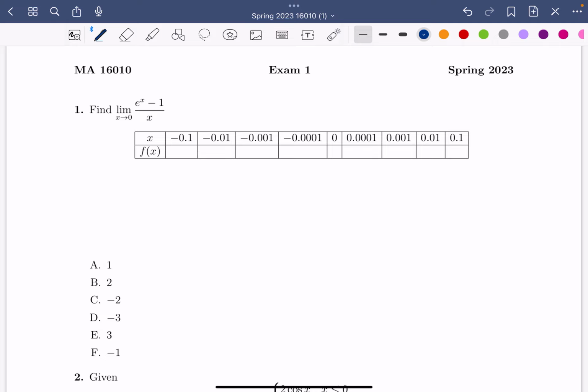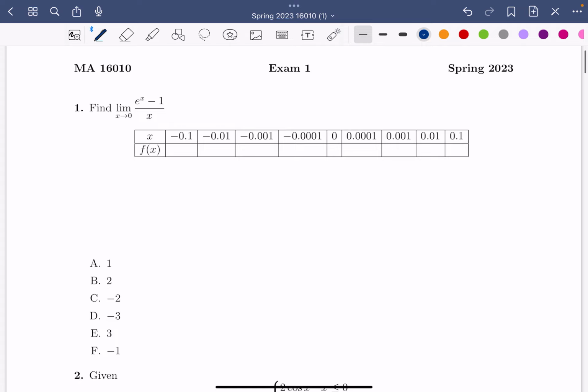Let's begin. The first question is: find the limit as x approaches 0 of (e^x - 1)/x. Given this handy dandy table, we're going to fill it out to find the limit because, as you can see from the function, we would be dividing by 0, so that would give us a D and E.